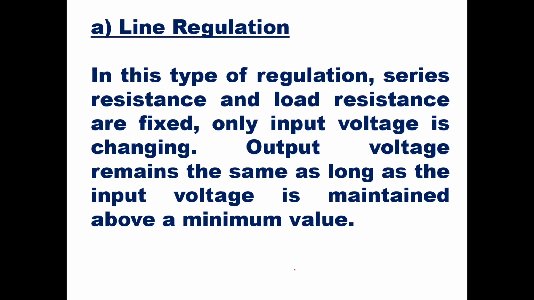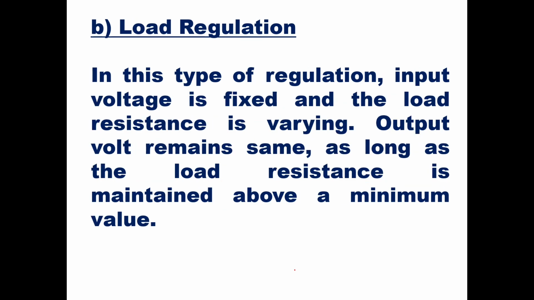Now, in that circuit only, if you want to explain what is line regulation, you can tell that in this type of regulation, series resistance and load resistance are fixed. Only input voltage will vary. Output voltage will remain constant as long as the input voltage is maintained above a minimum value, that is the Zener value.